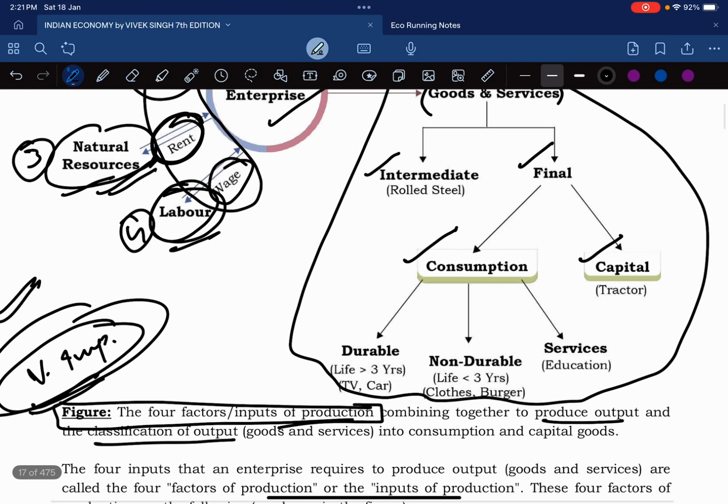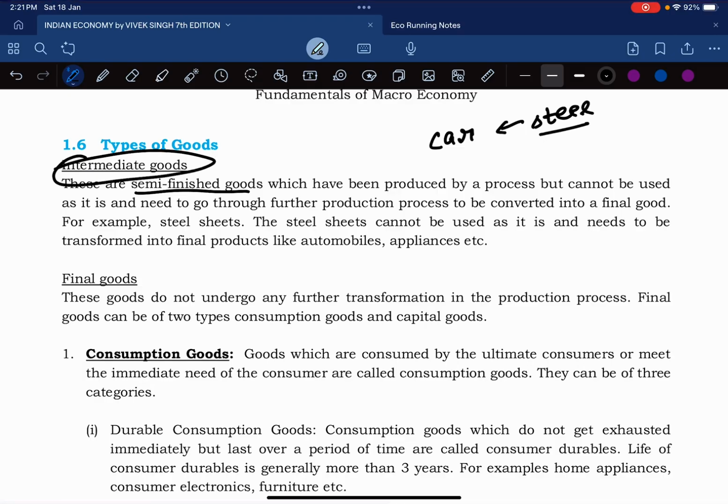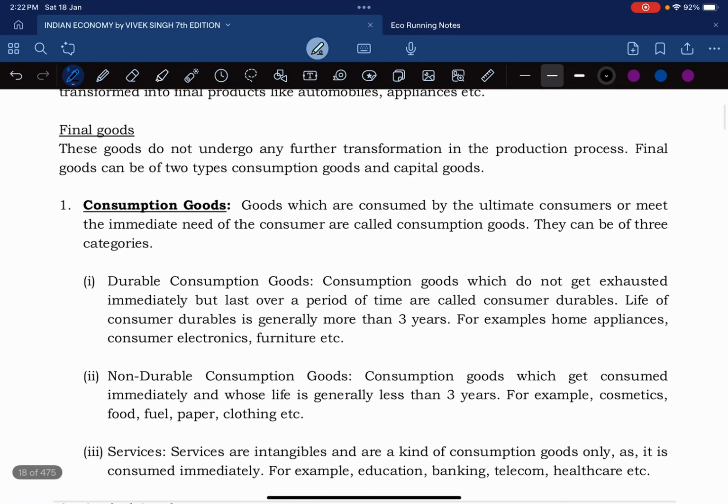Let's see first what an intermediate good is. Intermediate goods are semi-finished goods, right? They are not the final goods. Like if we are making a car, the steel sheets used in it are intermediate goods because the buyer will buy a car and not steel. The final good will be the car and the intermediate good will be steel. So intermediate goods are semi-finished goods which go through a further production process to be converted into a final good. So it's easy, right? Now let's see about final goods.